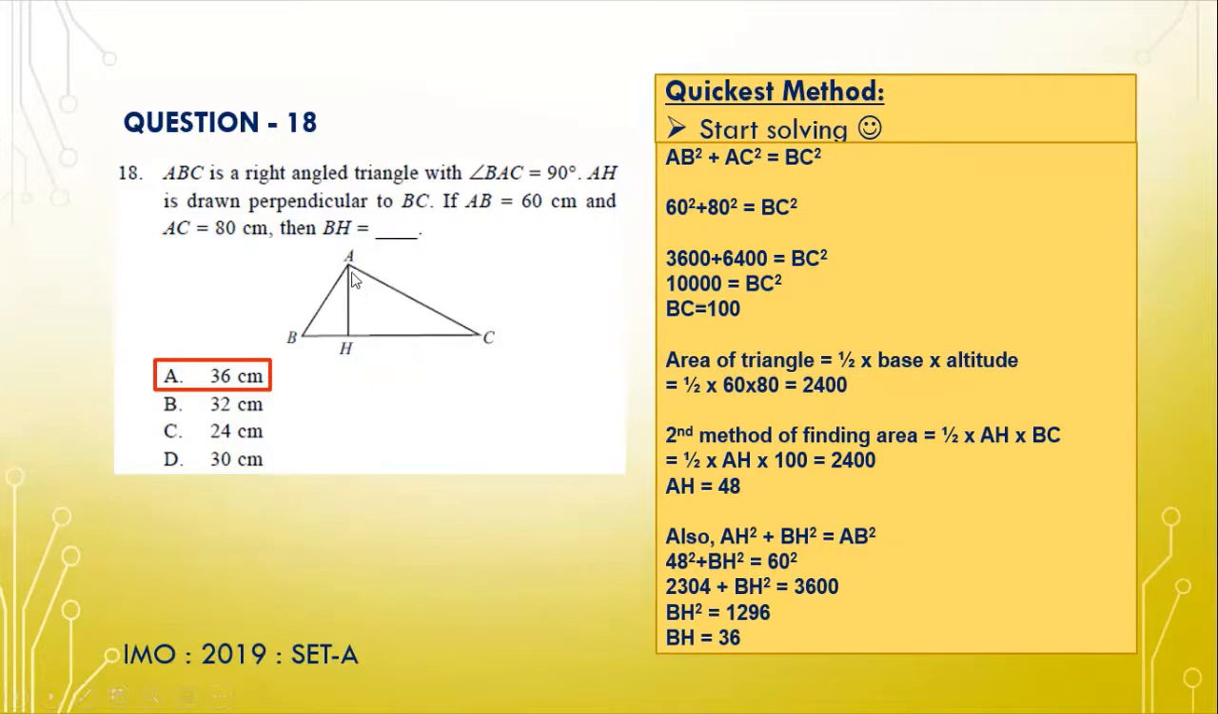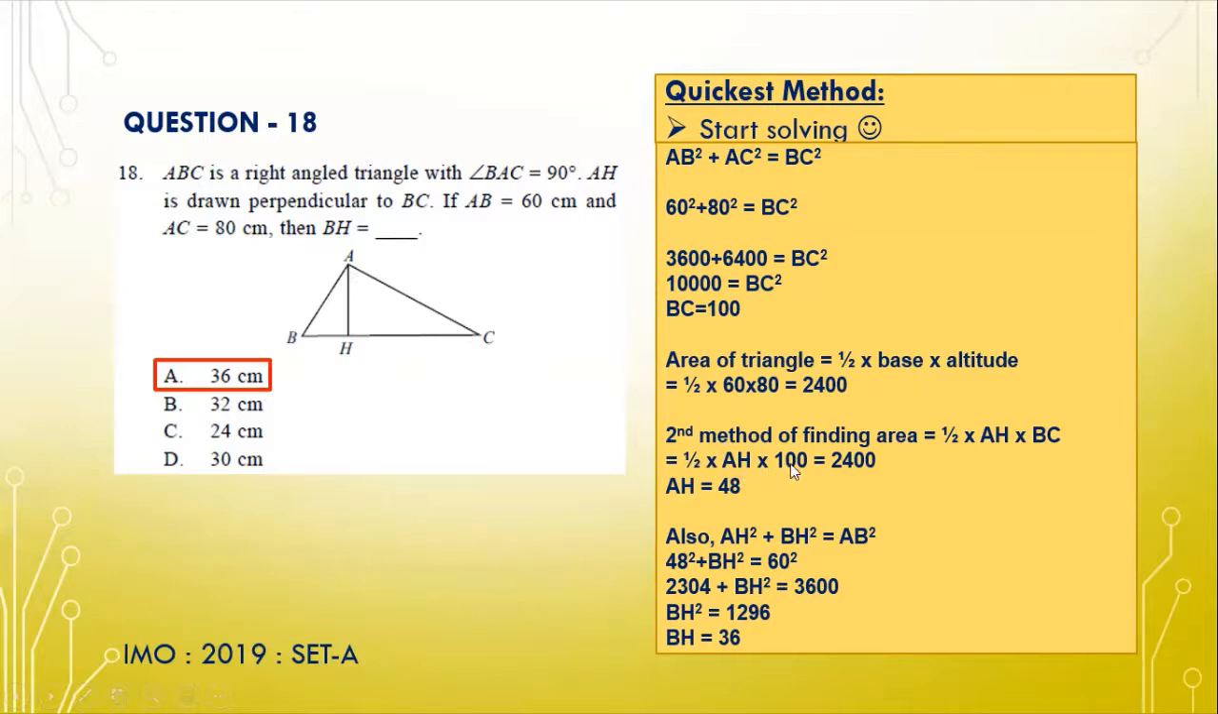Again, this area is the same as half into AH into BC, because it is the same triangle. So if you take triangle like this, BAC, area is half into base. Base is BC. Altitude is AH. So half into AH into BC. What is BC? BC we found as 100.